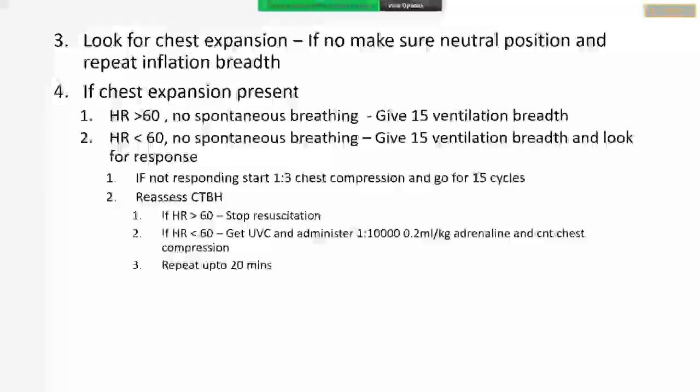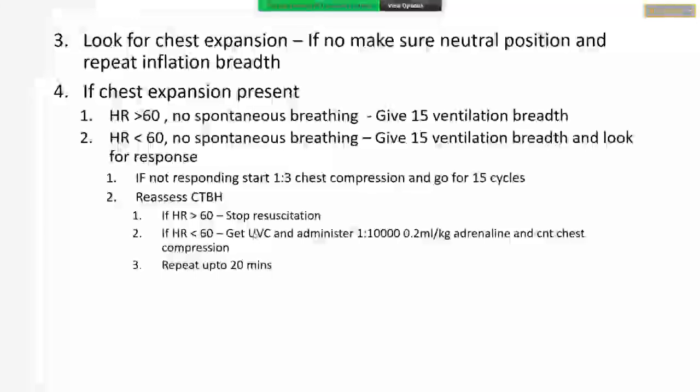After the 15 cycles, again we will assess the child, whether the child has improved or not. If the child has improved, then we stop the resuscitation, transfer the patient to the neonatal ICU, and manage there. Even after the 15th cycle, if the child has not improved, then we have to go for the next management.